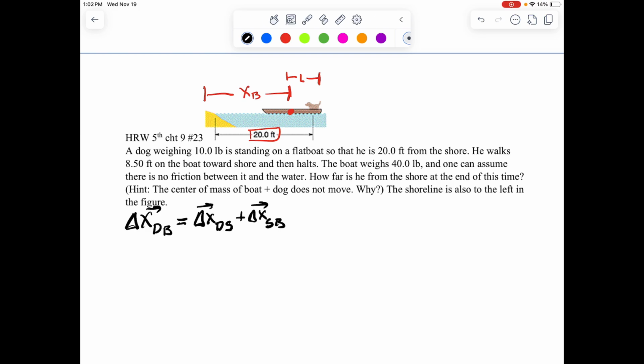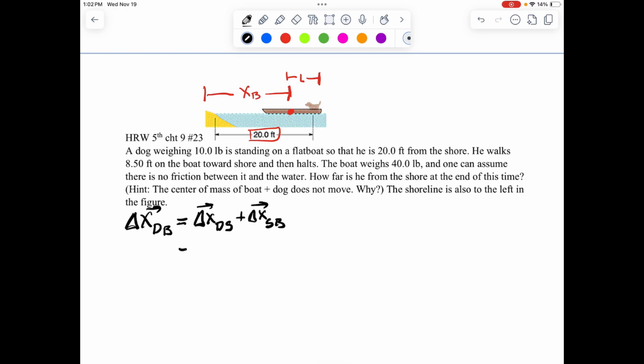Where's my little pointer? So this. So the dog to the boat is equal to the dog to the shore plus the shore to the boat. So hopefully you remember that from your transformation of coordinates.